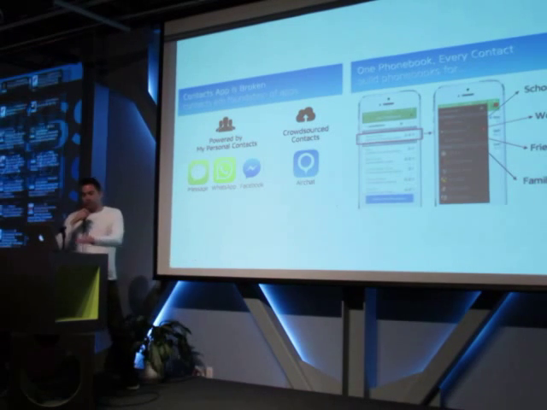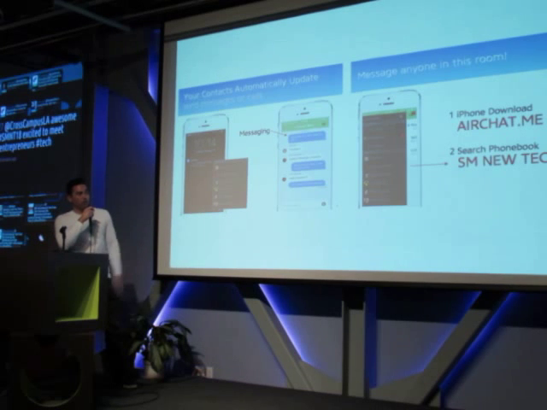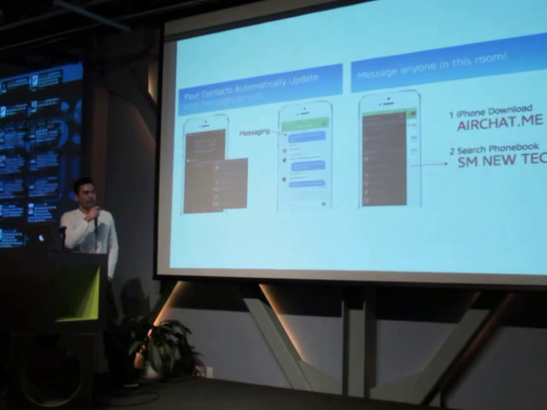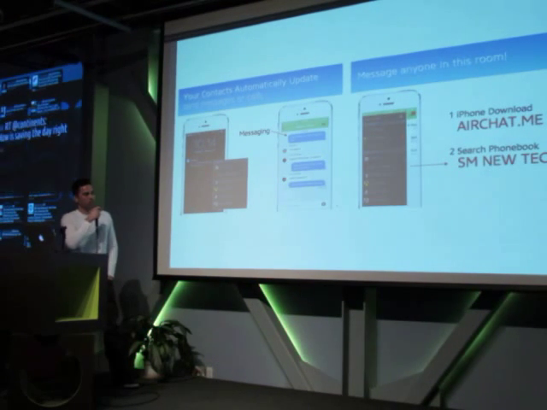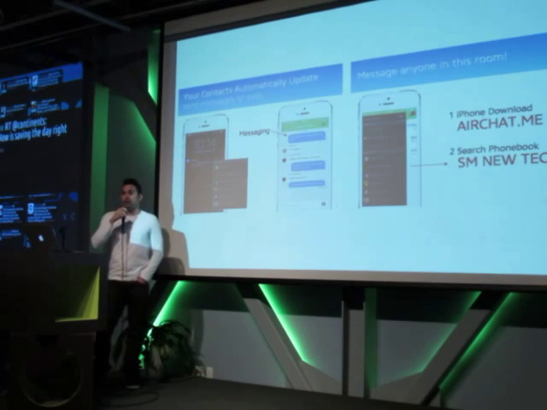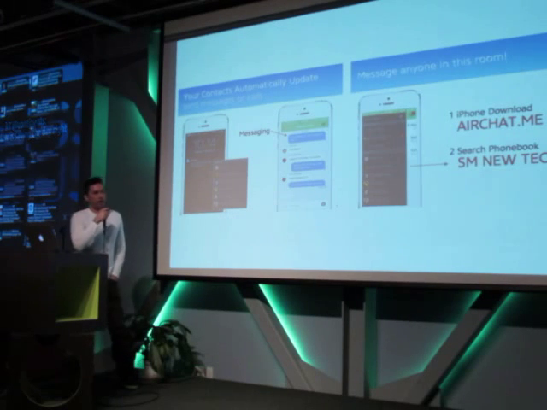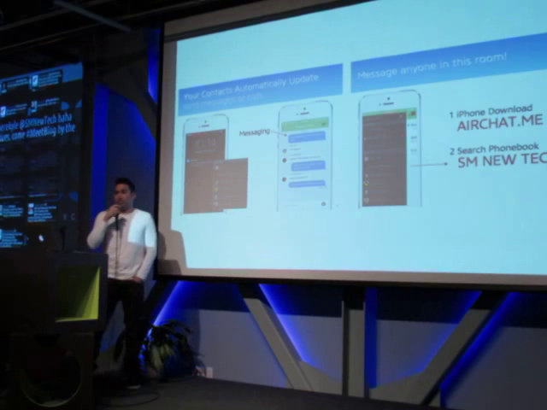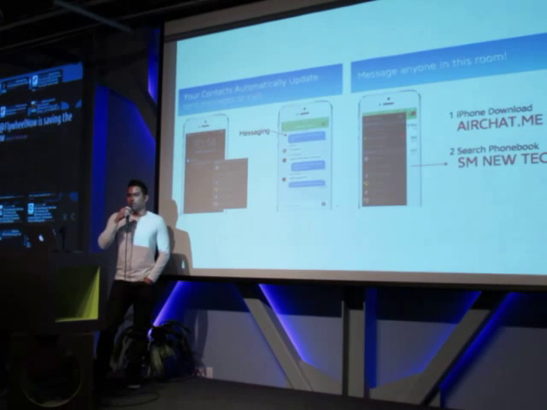Everyone is invited to download Airchat. We just released the first version a month ago, and we've been iterating on that and just pushed the second version of it this week. You can go to airchat.me. We only have iPhone for now. We're working on Android at the moment. And I created a phone book called SM New Tech. That should pop up at the top of the menu if you agree to the location services. And then you're able to message anyone in this room that joins the phone book for any future conversations.